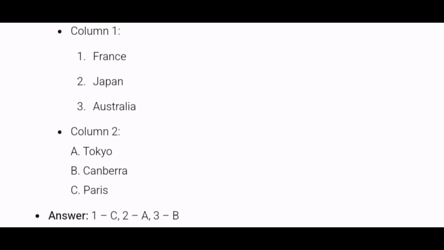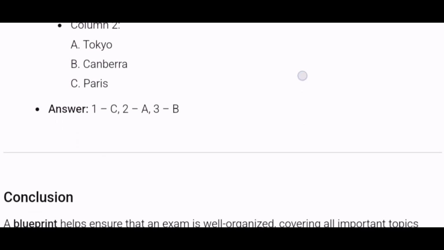France is what? Tokyo, Canberra or Paris. Then Japan. Japan is what? Tokyo, Canberra or Paris. Australia is what? Tokyo, Canberra or Paris. So you have to write down, right, the correct answer. You have to choose. Like France's capital is Paris, Japan's capital is Tokyo, Australia's capital is Canberra. So you have to write that.